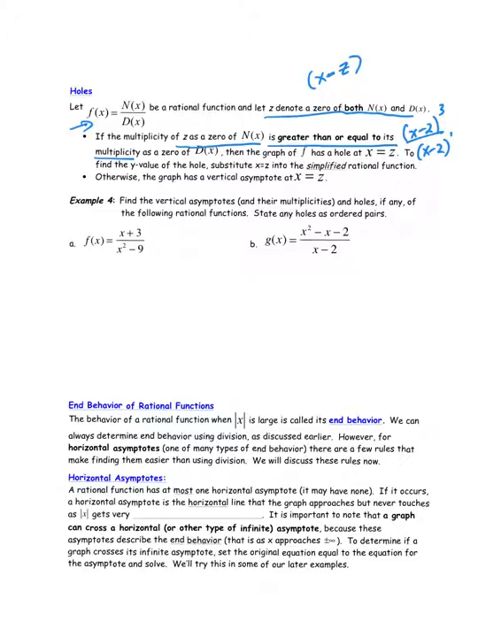Otherwise, the graph is going to have a vertical asymptote. So if the multiplicity is greater in the denominator than in the numerator, so something like x minus 1 squared over x minus 1 cubed, in this case, we're going to have a vertical asymptote at x equals 1 because we cannot cancel out that factor of x minus 1 from the denominator. So let's go ahead and do the analysis.